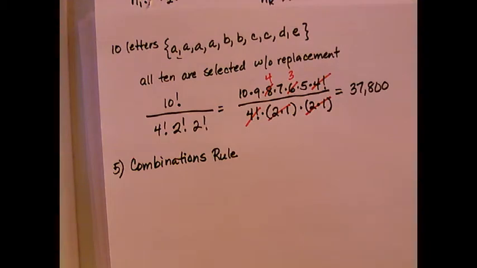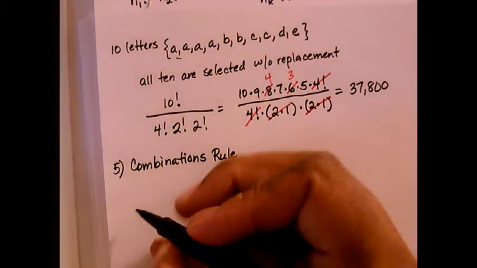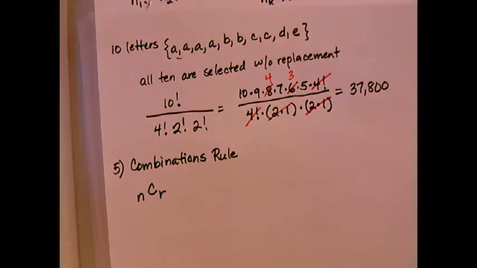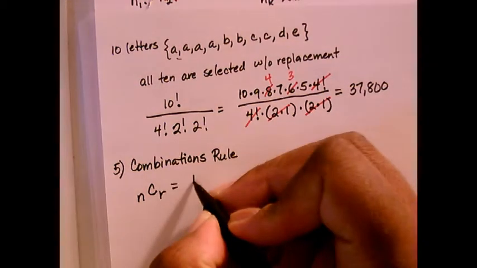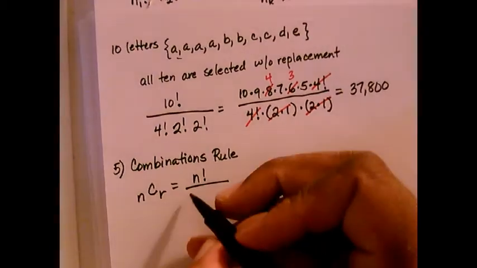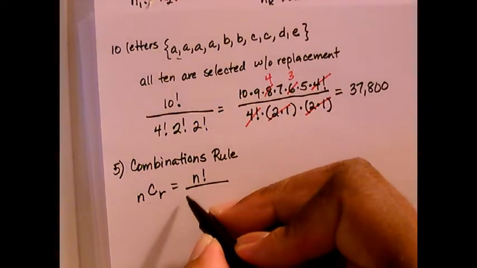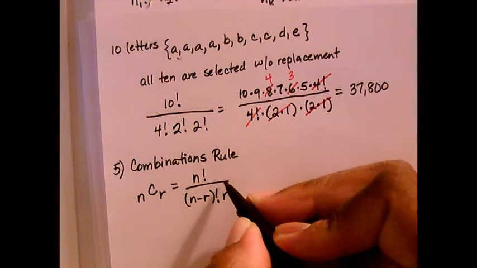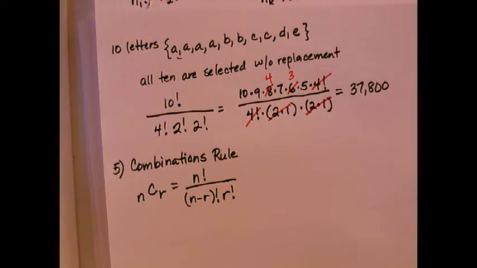Okay, now the combinations rule is this. You have n items and you're choosing r at a time. And here the order does not matter. So here that formula will be n factorial divided by n minus r factorial multiplied by r factorial.